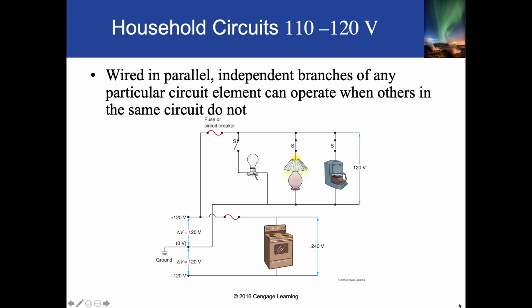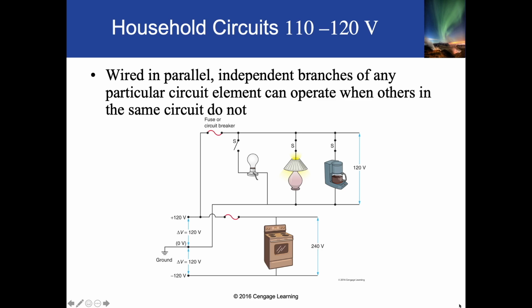Say you have this parallel circuit right here, and you've got like 20 things connected to it, like a hair blow dryer, your phone charging, your computer, your light bulb, all this stuff, and it blows that circuit. This part right here will go out, but the rest of it still works, right? The rest of it still works.